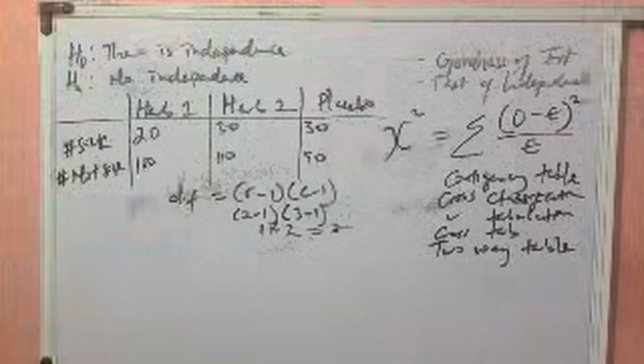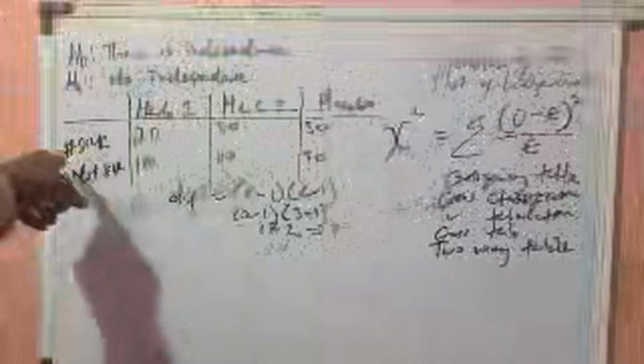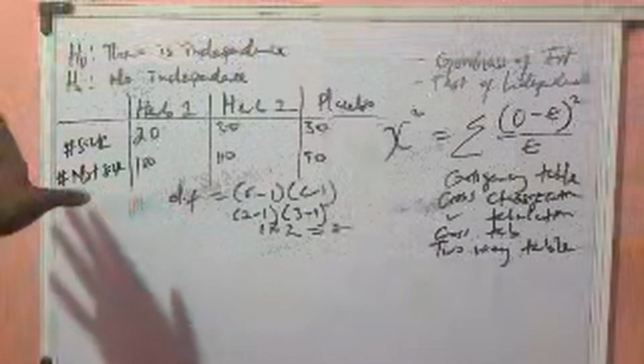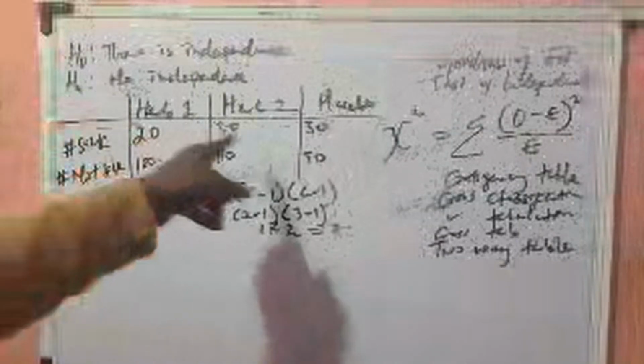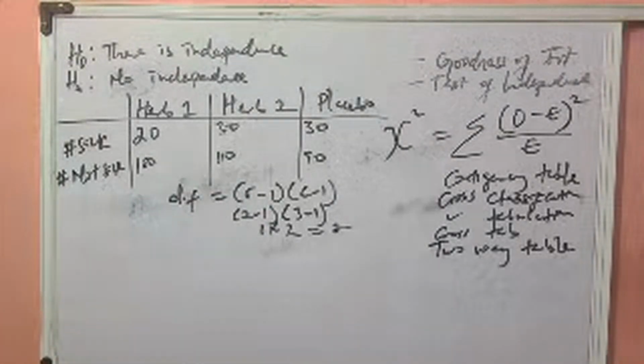Don't forget, for goodness of fit, we obviously didn't have a cross classification table. We only had expected and observed. In that case, we always found our degree of freedom by just saying k minus 1, the number of categories we had. But in this case, we check the number of rows and the number of columns, and we use this formula: number of rows minus 1 times number of columns minus 1. We multiply them together, and that's how we get our degree of freedom.